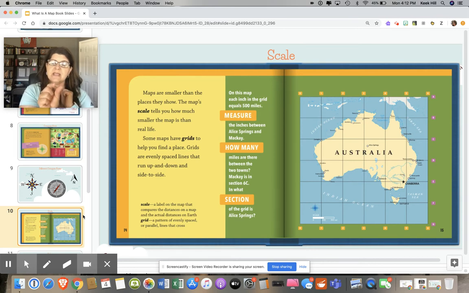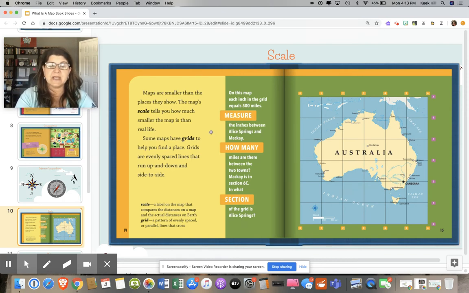scale, so that if 1 inch on the map is 500 miles in Australia, you could figure out the distance between places. For example, if this 1 inch is 500 miles, then from Alice Springs to Mackay is probably about 500, probably about 1,000 miles altogether. That's a long way, but on the map, it looks pretty close together.